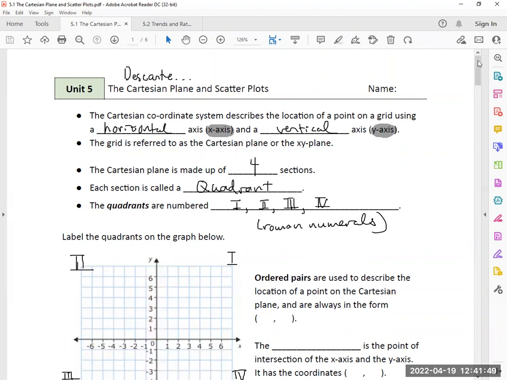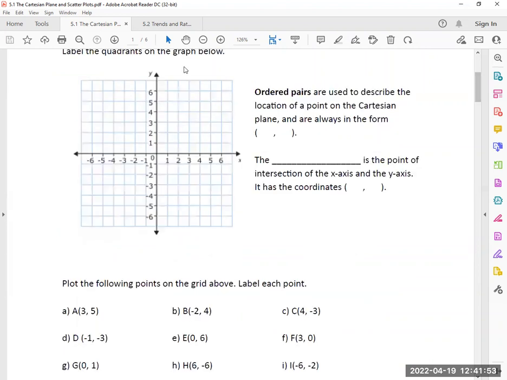I can't explain this any more simply. An ordered pair is literally two numbers that are used to describe the location of a point and are always in the form of: tell me the x first and tell me the y second. In other words, tell me the horizontal position first and then tell me the vertical position second.